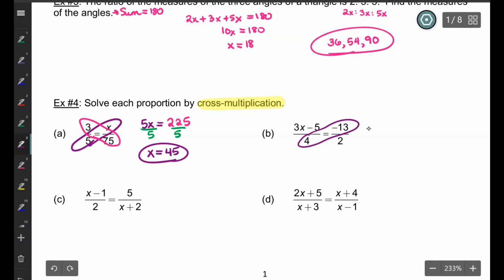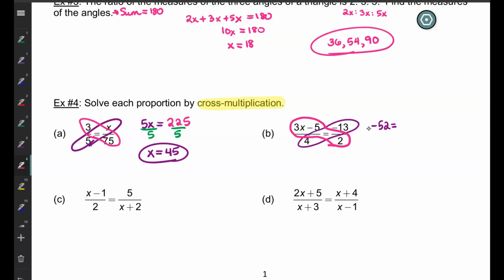So 4 times negative 13, so that's going to be negative 52, equals, now I want to take 2 times 3x minus 5. So I just want to make sure that you distribute. So 2 times 3x will give us 6x. 2 times that minus 5 will give us a minus 10.